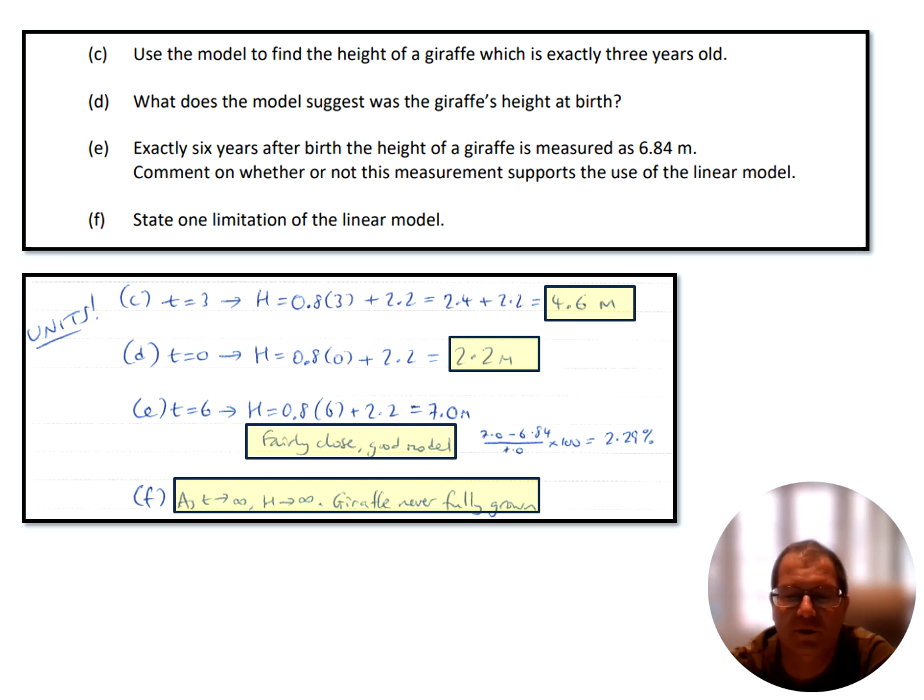Well, of course, this model, it's a linear model. Lines don't stop. So in theory, this model predicts that when the giraffe is infinitely old the height is infinite, and similarly, when it's 50 years old, it's probably going to be taller than would be sensible. So the limitation of the model is that it's probably only going to work over a certain number of years.